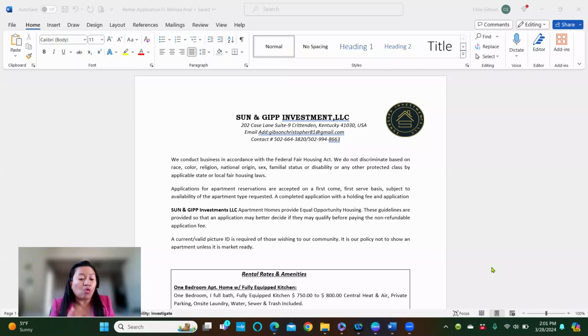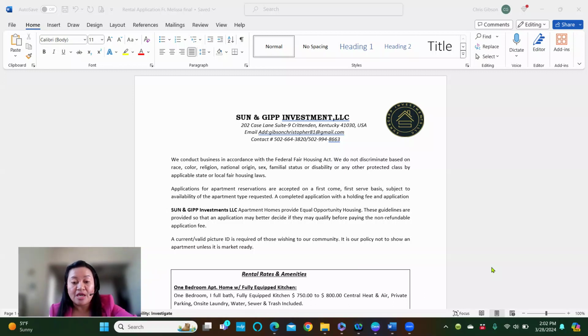Once again, I have a disclaimer. This is for educational purposes only. We all know that state laws vary in certain provisions, and this form may not be enforceable in every state. This is the form that I use here in Kentucky.